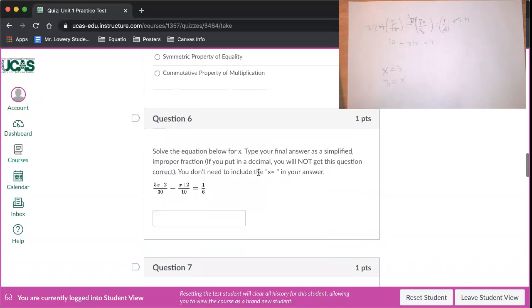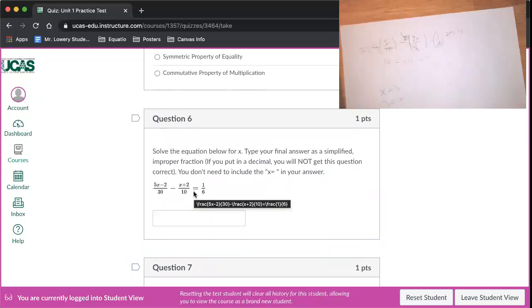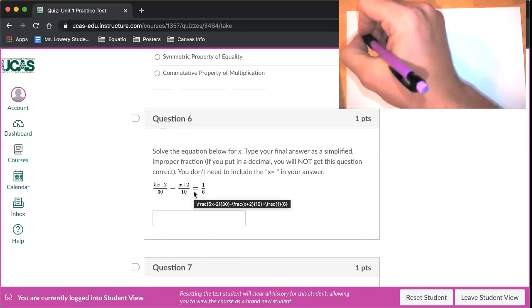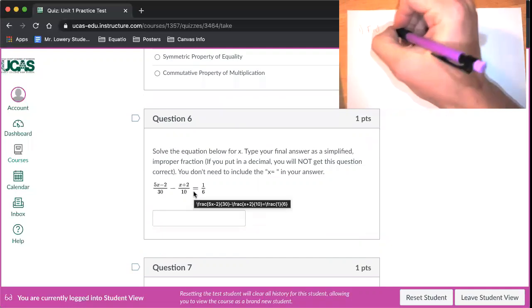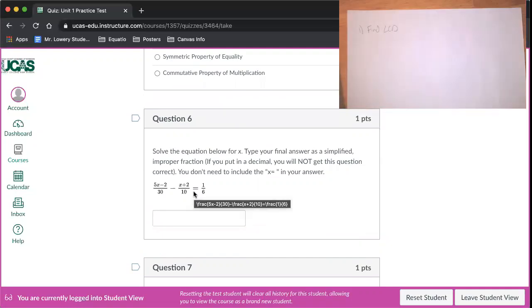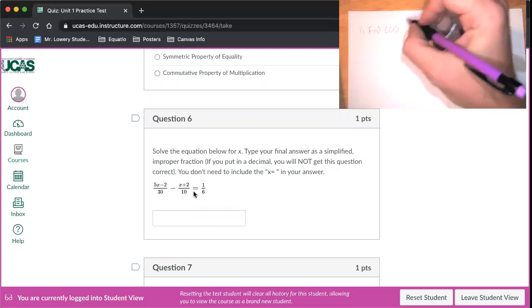All right, now this one is basically that same kind of idea. We're going to solve this equation, and we're going to use that technique of clearing the fraction. So the first thing we need to do, step 1, is find the lowest common denominator. We've got a 30, a 10, and a 6, and they all go into 30. 30 goes into 30, 10 goes into 30 3 times, and 6 goes into 30 5 times. So that's the lowest common denominator.